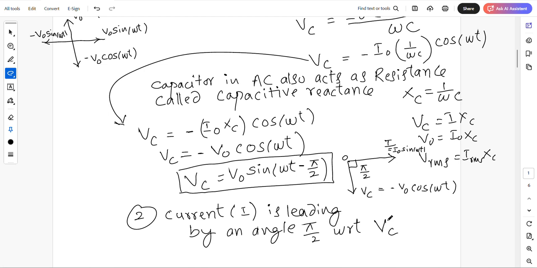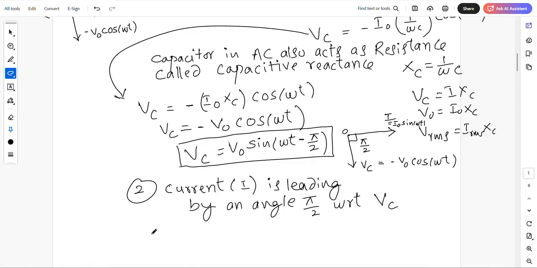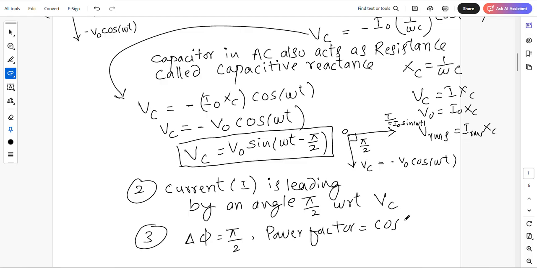With respect to Vc, now what is the angle? The angle is the phase difference. Delta phi is equal to pi by 2. Therefore, what will be the power factor? Power factor will be 0. Power factor is given by cos of delta phi, that is equal to 0.